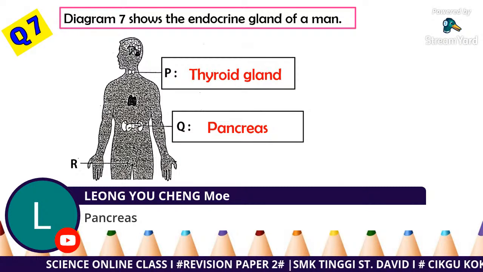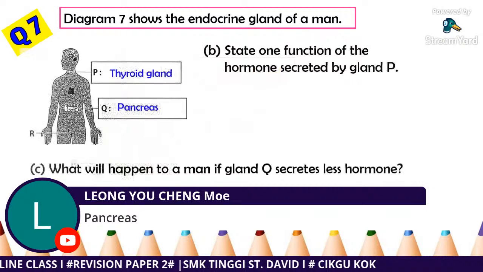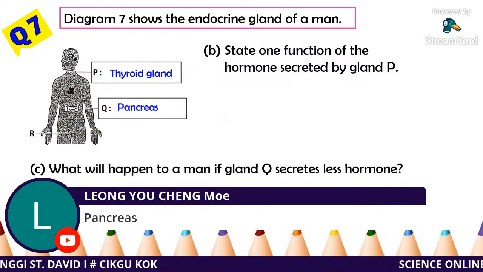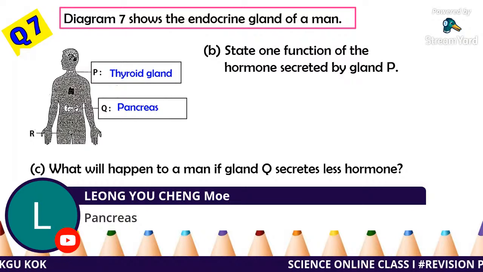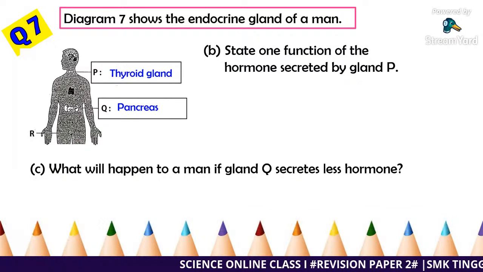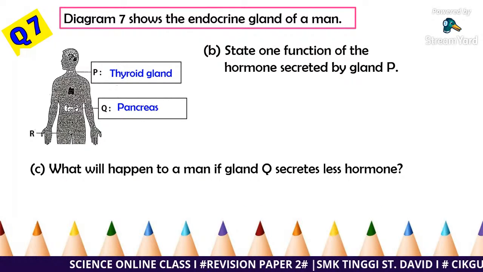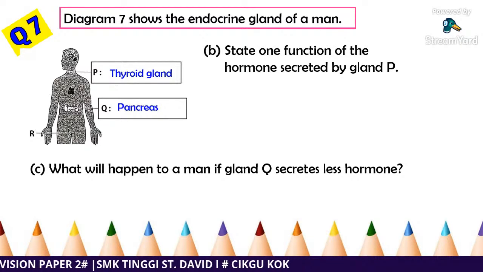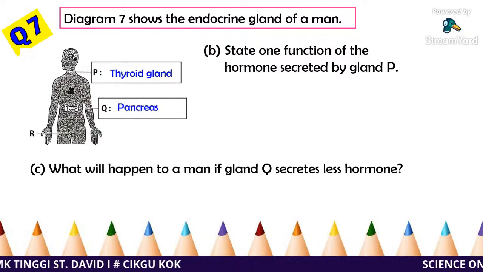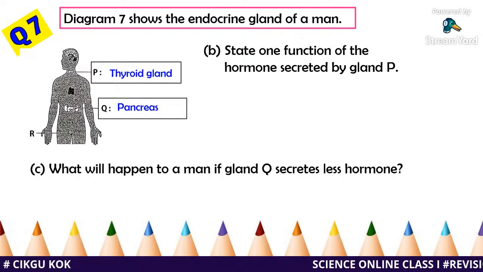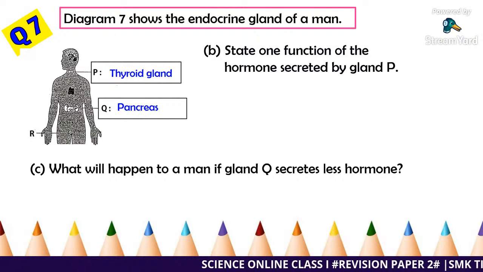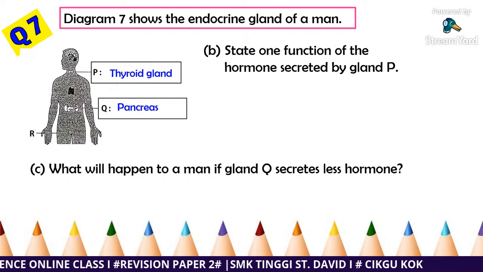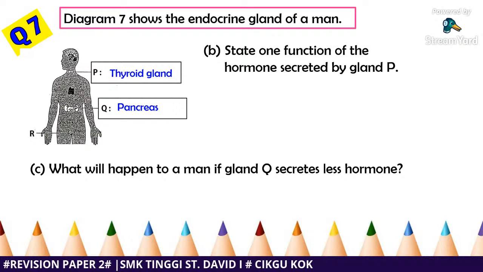So we continue to the next question. State one of the functions. Others did not give me the answer also, pancreas. Maybe the line is slow. Then we go to one of the functions of the hormone that is secreted by the gland P. P is a thyroid, is it? What's the function? The function is normally for development. Number 2 is metabolism. That one is the thyroid gland.